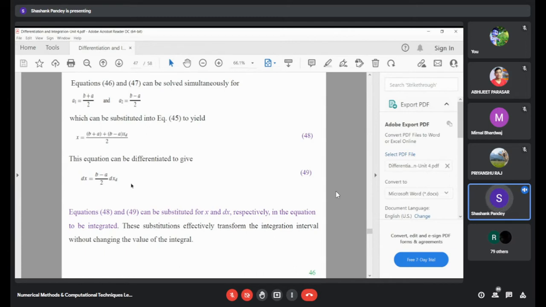So for a function, if we want to calculate the value of an integral using this change of variable approach, then we have to make substitutions for x and dx as given by equations 48 and 49 respectively. So let us see how we do this exercise.